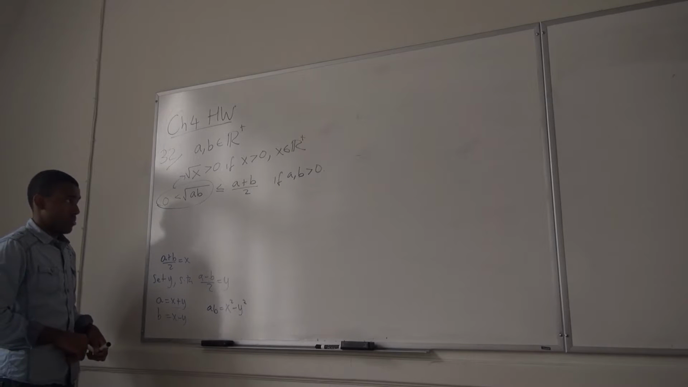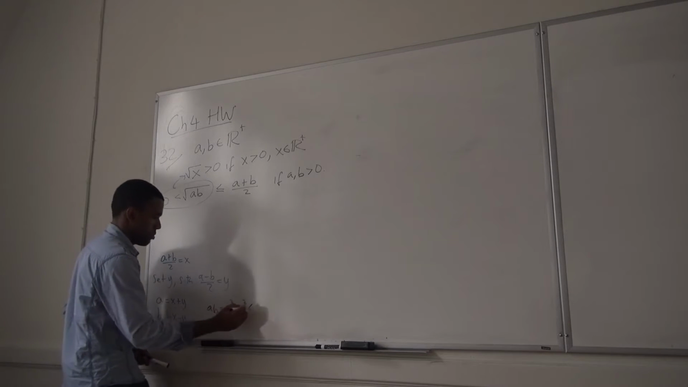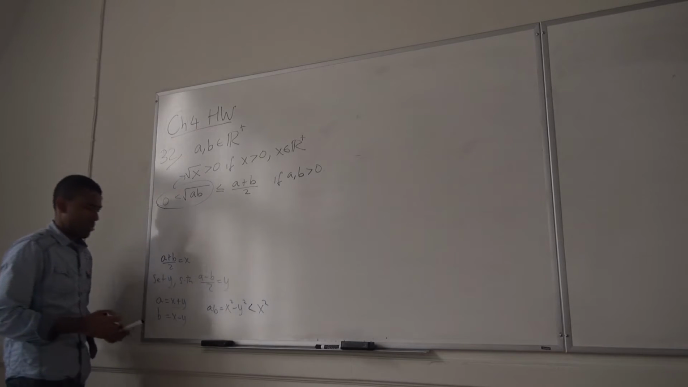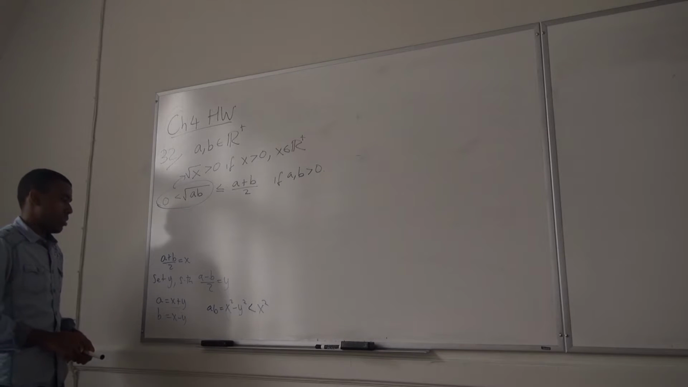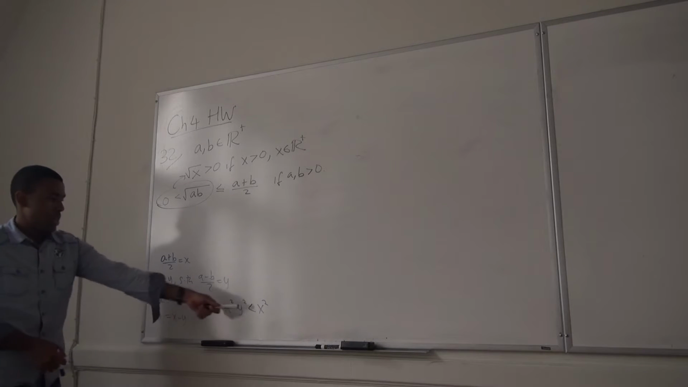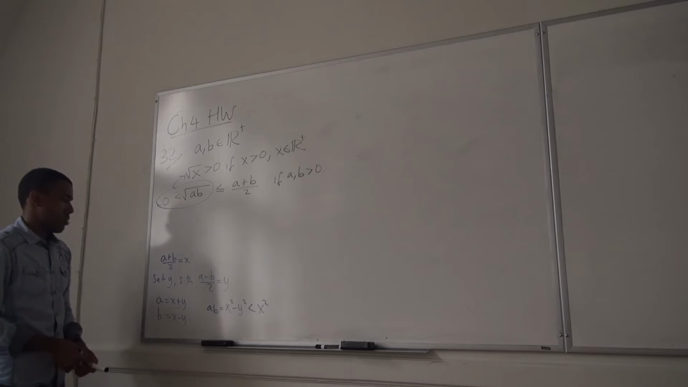Since y is a real number because it's composed of real numbers, y squared is always positive, so x squared minus y squared is always less than x squared. Then you already know a plus b over 2 is equal to x. So you take the square root of both sides and you have the square root of x squared minus y squared is less than the square root of x squared. Yeah, this applies here.